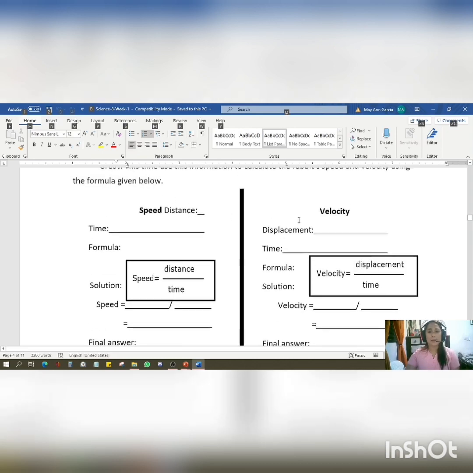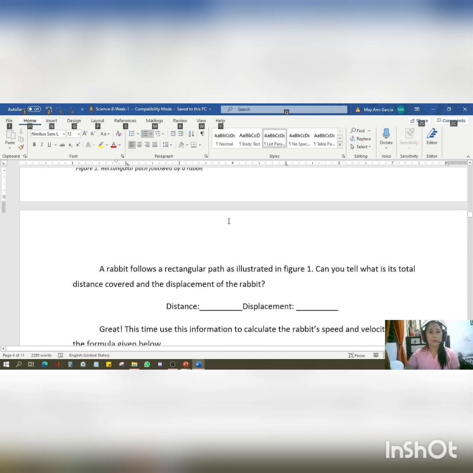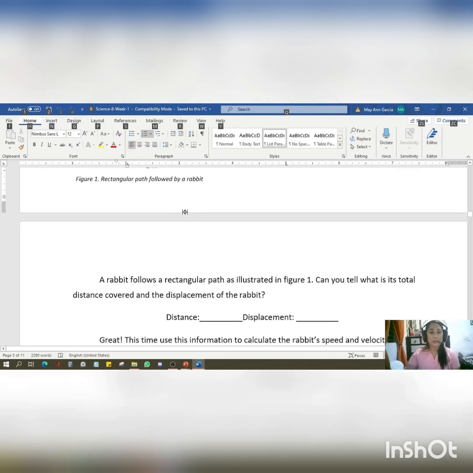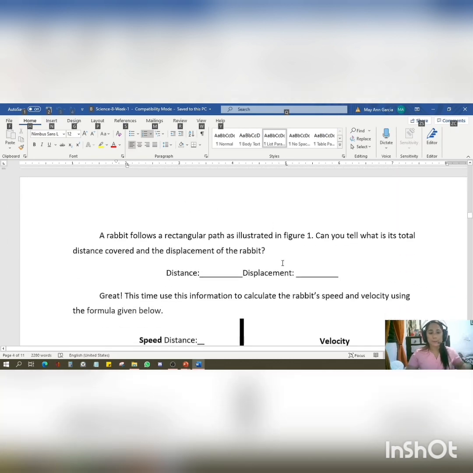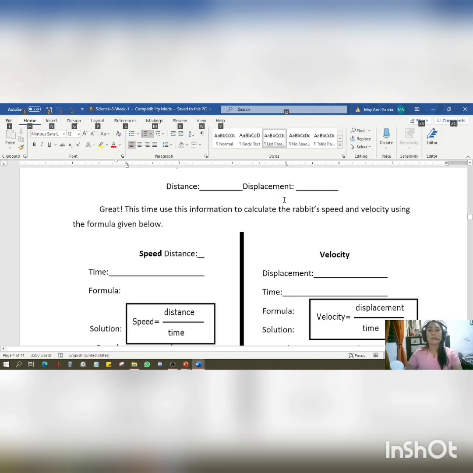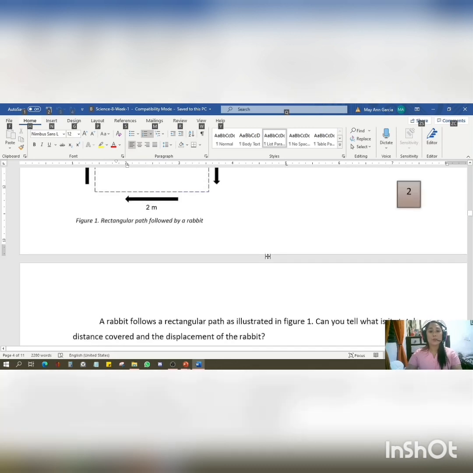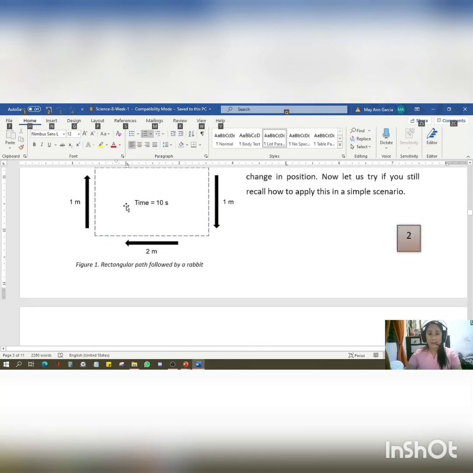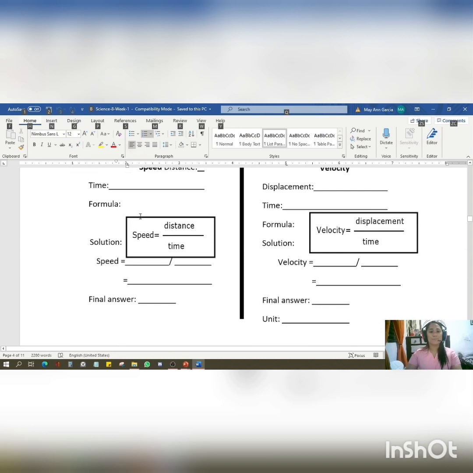So, in this activity, you should first get the total distance and the displacement of the rabbit, and then use that data to enable you to solve the speed and its velocity. You need to use the time, which is 10 seconds. So, let's do this. 5 minutes starts now.